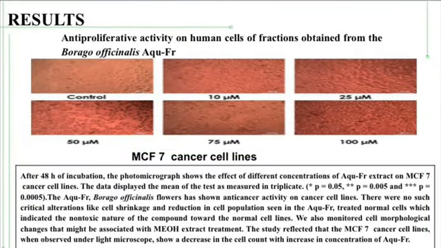These images present the MCF7 cancer cell lines after 48 hours of incubation with our aqueous fraction extracts. This shows the antiproliferative activity obtained in the aqueous fraction, which indicates that Borago officinalis shows anti-cancer activity. The data displayed is the mean of the test as measured in triplicate. There are no critical alterations like cell shrinkage and reduction in cell population seen in the aqueous fraction when treated on the normal cells, which indicates the non-toxic nature of the compound towards the normal cell lines.